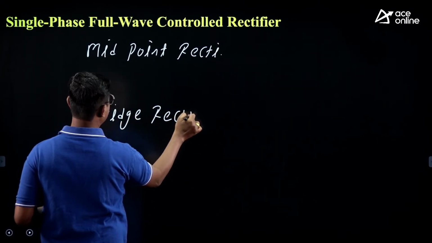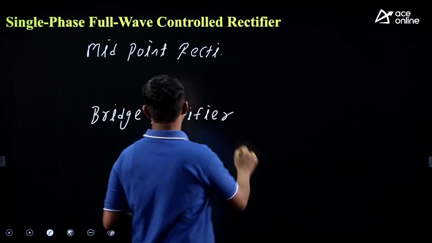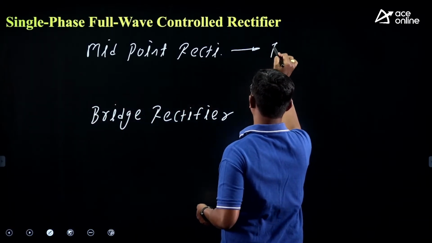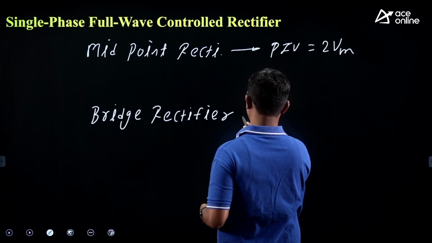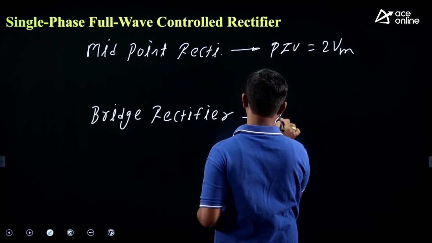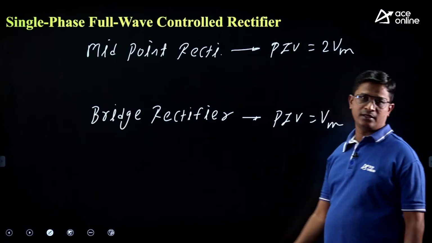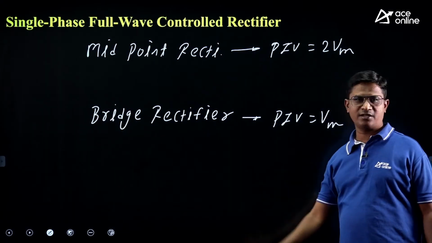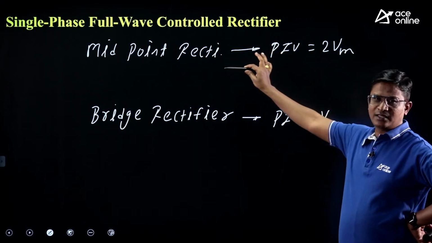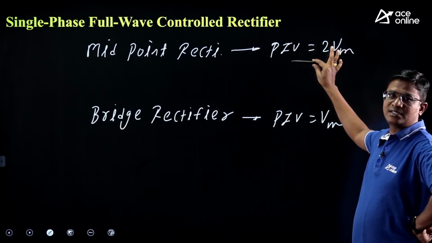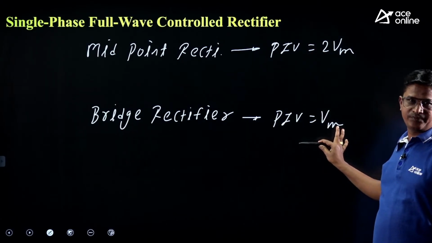In practical case, we are using only bridge rectifiers, because in midpoint rectifier the PIV rating of switches is 2 Vmax. Here PIV rating of switches is Vmax. Please listen. We are preferring only bridge rectifiers. In midpoint rectifier, the peak inverse voltage rating of the switches is 2 Vmax. Here peak inverse voltage rating is Vmax.